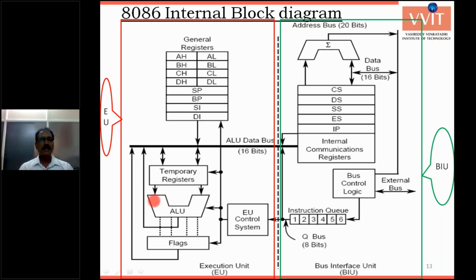Now this is the ALU, the arithmetic and logical unit. Depending on the statement, arithmetic means addition, subtraction, multiplication, division, increment, decrement or comparisons. Logical operations mean AND, OR or complementing of the information. The status of the ALU is indicated by the flag register. In 8086, there are 9 flags. These 9 flags are divided into status flags and control flags: 6 status flags and 3 control flags.